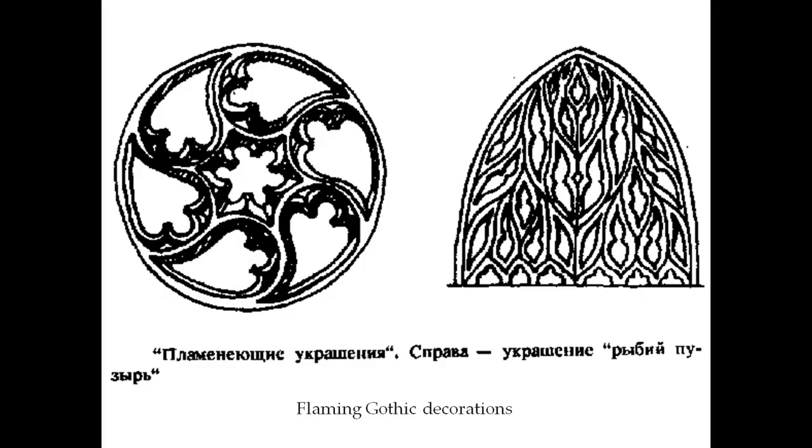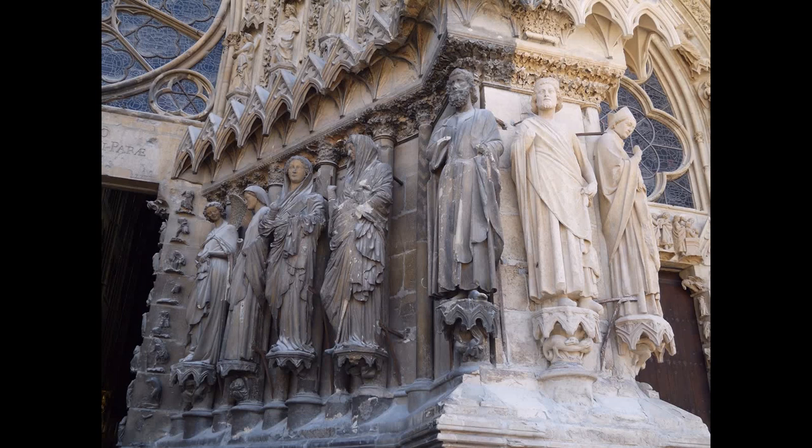And here we can see the so-called flaming decoration in architecture. One of them is like the rose window also, and another one is like a fish bladder. Flaming Gothic decorations are all very elaborate, they are detailed. Here are also the depictions at the entrance to the cathedral.